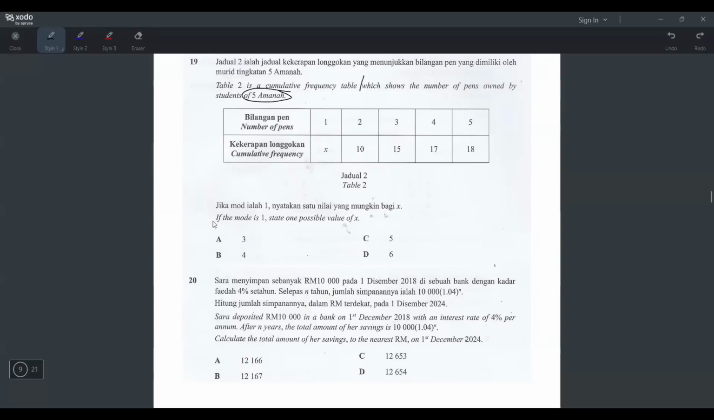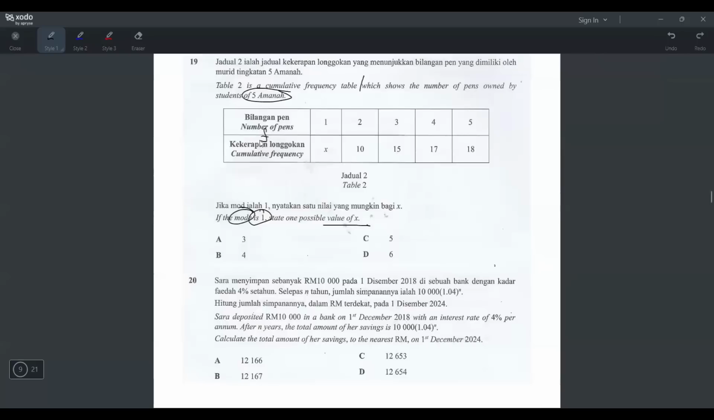So what it says here, if the mode is 1, state 1 possible value of X. Okay, mode is the highest frequency. Yeah, mode means you choose data yang highest frequency. Okay, data yang kekerapan paling tinggi, itulah you punya mode. Right? But I don't think I can find my mode now because I don't have the frequency. The table yang dia bagi is for cumulative frequency. So I need to convert jadi frequency dulu.